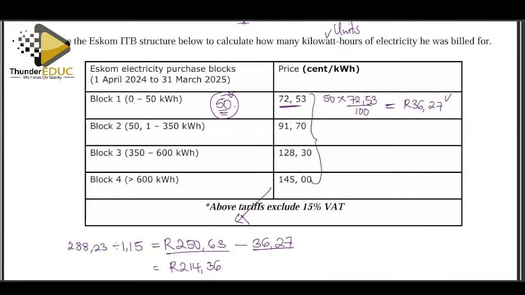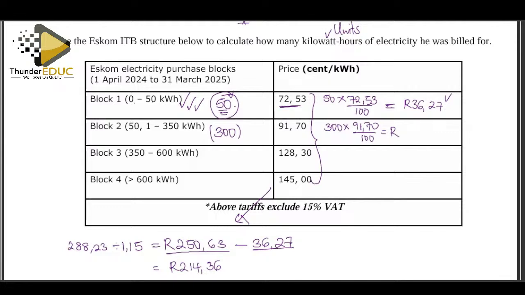Again, we ask ourselves, in the block now, because block number 1 is gone. We are done with it. So now we are looking at block number 2. Block number 2 will need 300 watts. If it needs 300 watts, how much would someone have paid for 300? We test it and we find 300 times 91.7 divided by 100. Why do we divide by 100? We want the answer to be in rands because we are dealing with rands.